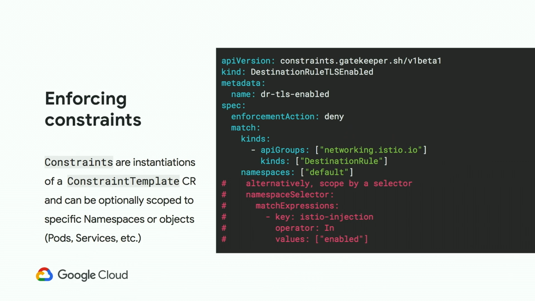And so there's two parts of this that are really important. One is enforcement action, about a third of the way down. Right? In this example, I've set this constraint to be deny. So if anybody tries to submit a destination rule that deactivates MTLS, that thing will get denied admission to the cluster entirely. It won't even get in. And the second part of it is about halfway down, where I'm scoping that to a particular API object and to a particular namespace. So I'm saying only scope this rule to destination rule objects that are part of the Istio API, and only look for them in the default namespace.